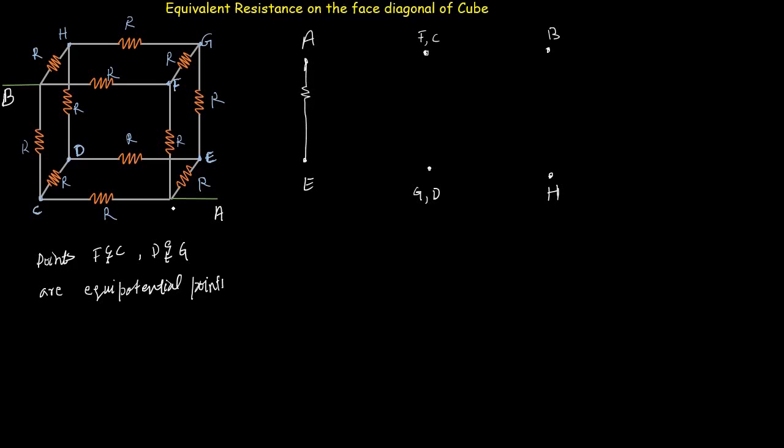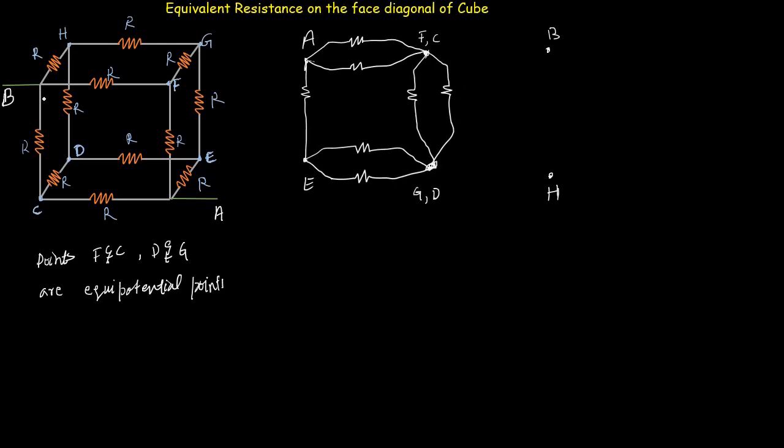Now between point A and F and between A and C, we have 2 resistors connected. This E point is connected to 2 more resistors, one from E to G and the other from E to D. Between point C and D, we have this resistor R. Between point F and G, we have another resistor R. Between point F and B, we have another resistor R. Between point C and B, we have this resistor R.